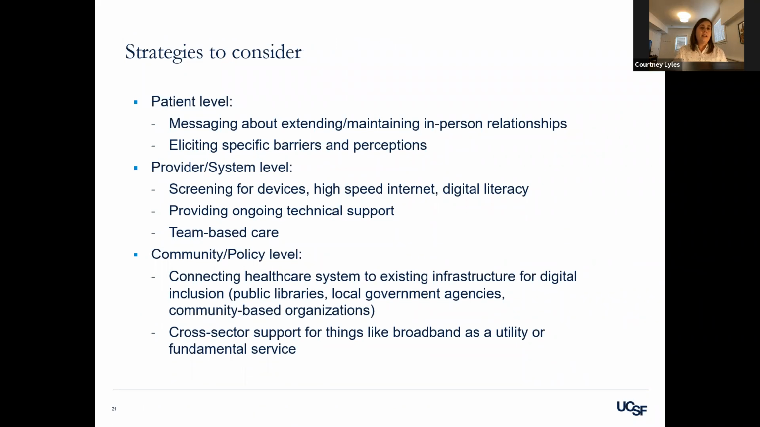So to summarize, I think I would say in a healthcare system, we need to be really messaging about these kinds of visits, video visits and telephone visits, as extending and maintaining in-person relationships, and really thinking about that it's not a replacement or a substitution for their ongoing relationship with their doctor. It's really a different way and a more convenient way to maybe do other types of modalities.